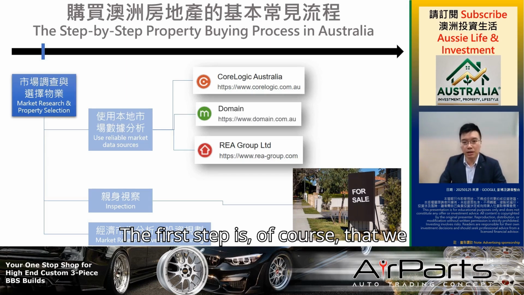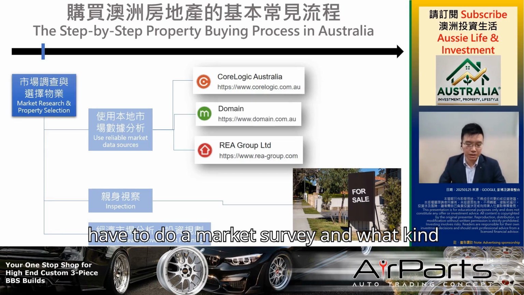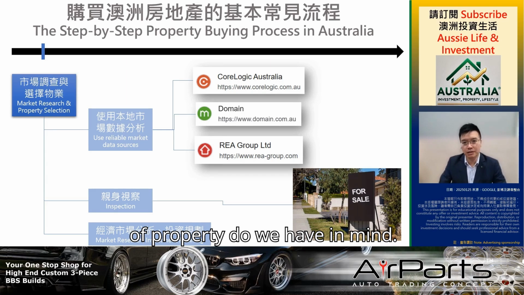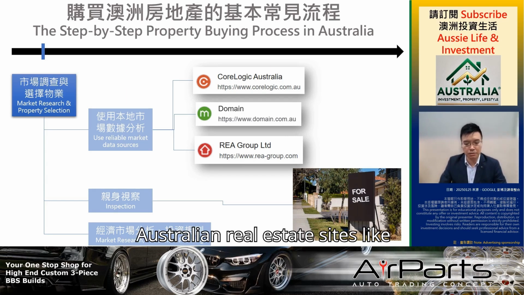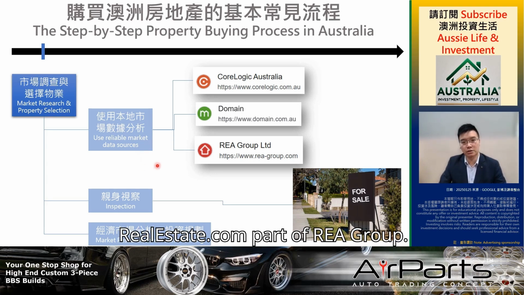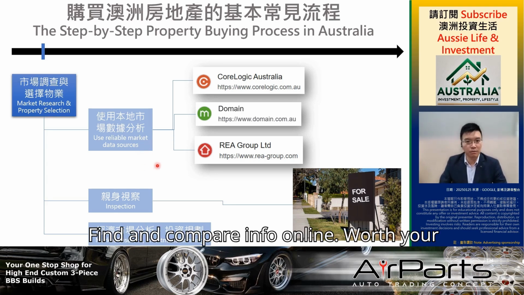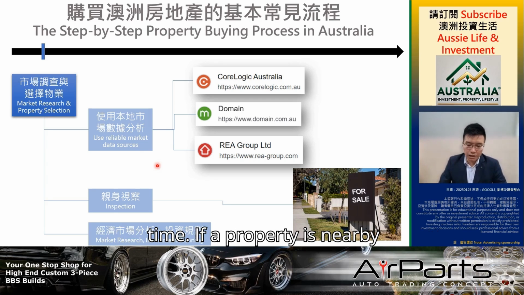The first step is, of course, that we have to do a market survey. And what kind of property do we have in mind? There are some actions to consider. Firstly, use online info. Check Australian real estate sites like CoreLogic, Domain, and realestate.com, part of REA Group. Find and compare info online, worth your time.